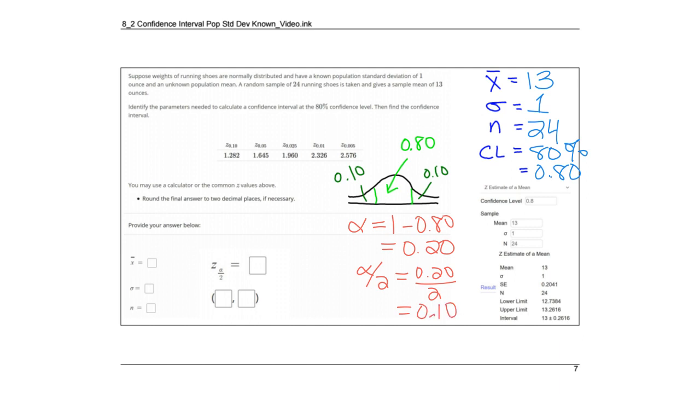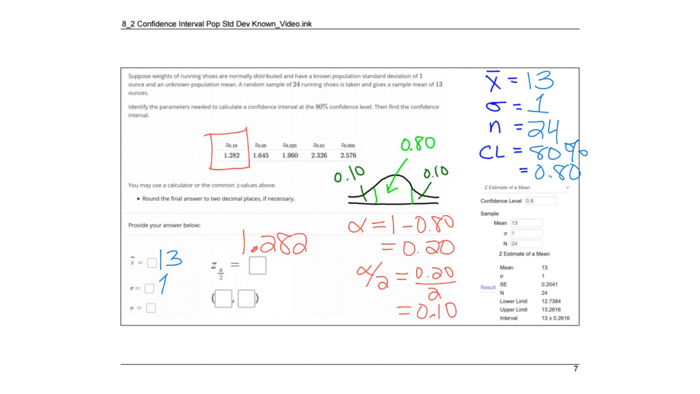So I want z of 0.10. That's going to be right here. And I'm going to go ahead and put that in while I'm here. All right, let's fill in everything else we know. We know that our sample mean is 13.